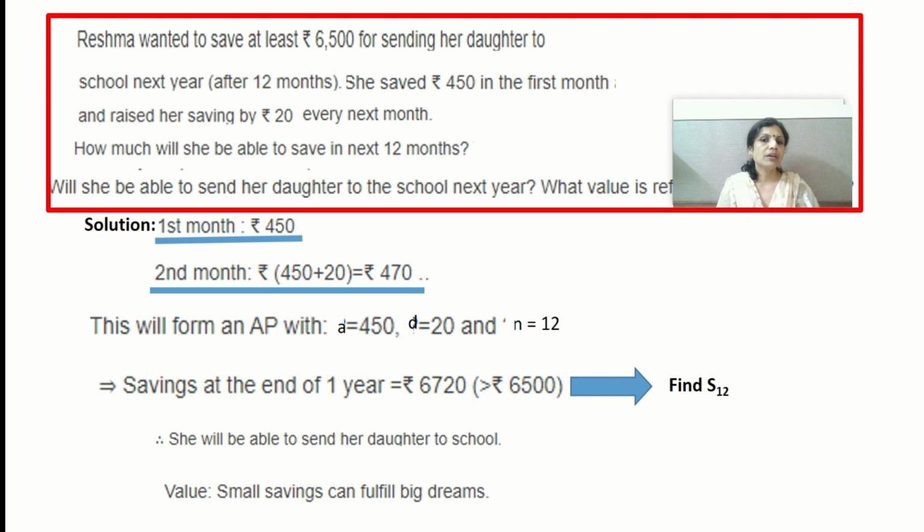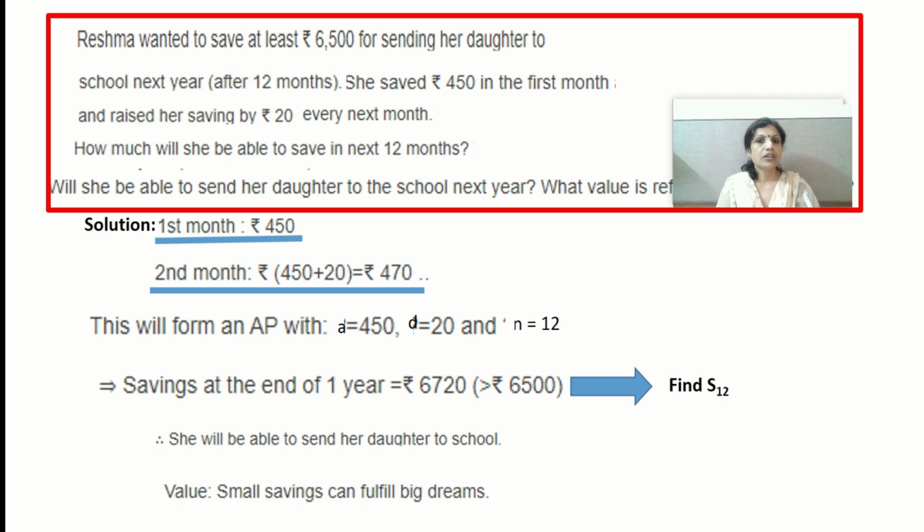So in the first month she saved 450, next month she saved 450 plus 20, and thus she saved rupees 20 extra for every next month. How much will she be able to save in the next 12 months? And will she be able to send her daughter to the school next year? What value is reflected in this question?